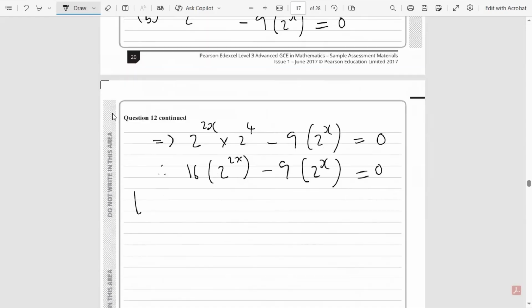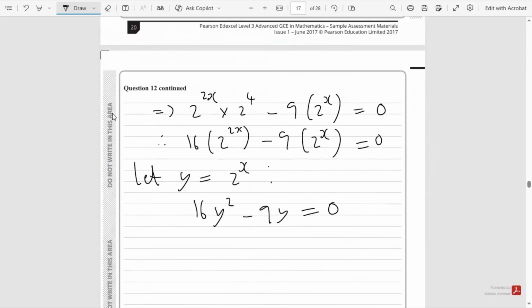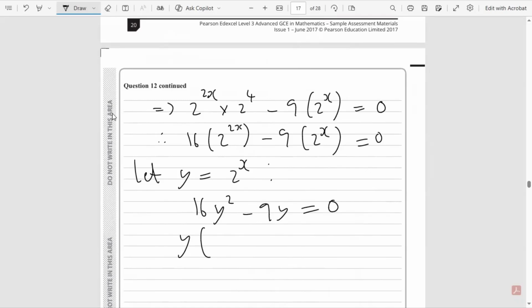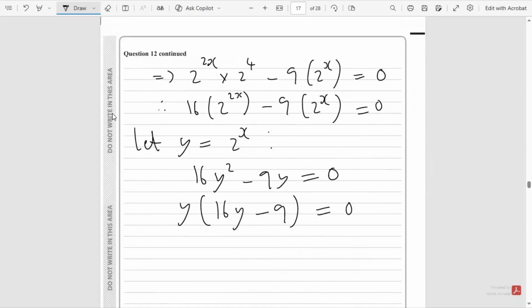Now, next we can do exactly what the student did in the question. We can let y equal 2 to the power of x. So therefore, this leads us to 16y squared minus 9y is equal to 0. So if we just factorize out the y, because this is a quadratic, y times (16y minus 9) equals 0. So therefore, there are two possibilities. Either y equals 0 or y is equal to 9 over 16.